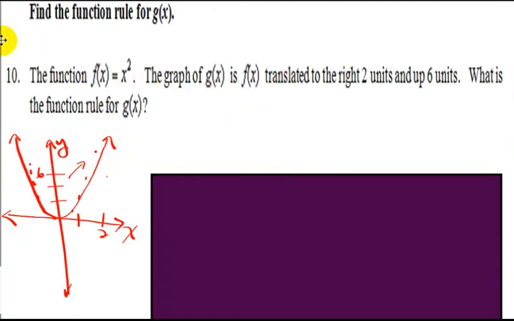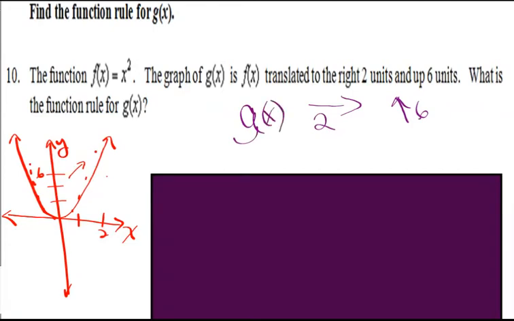Our next problem, number 10, says the function f of x equals x squared. And I've drawn it roughly right here. So that is the parent function of a parabola for the quadratic. The graph of g of x is f of x translated to the right 2 units and up 6 units. So they want to shift it this way by 2 and up 6. And that's our new g of x.